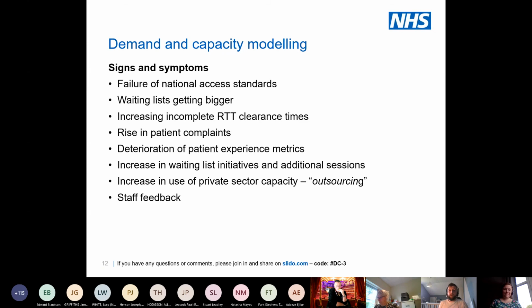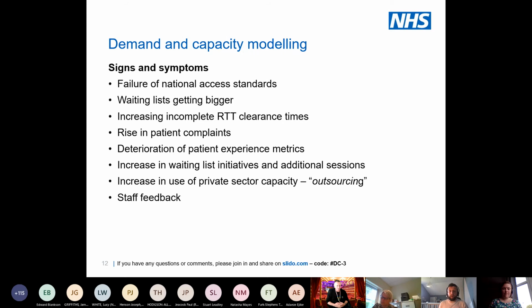Okay, so some signs and symptoms that you might have a demand and capacity problem. These aren't exhaustive, but it's just from our experience. It just tends to be what indicates that there might be a demand and capacity problem. So there's the failure of national access standards.